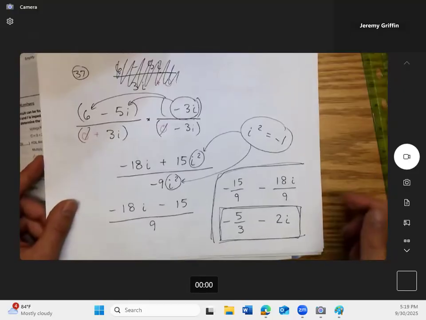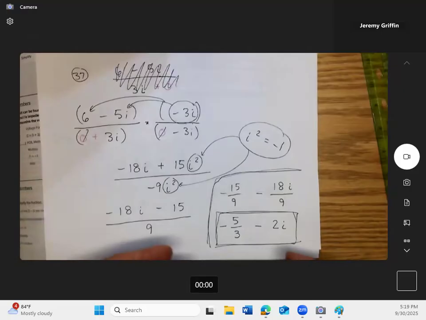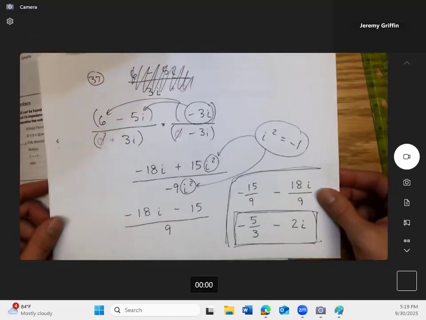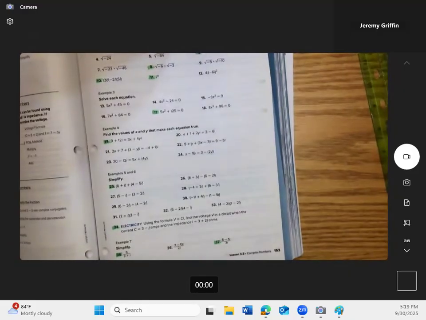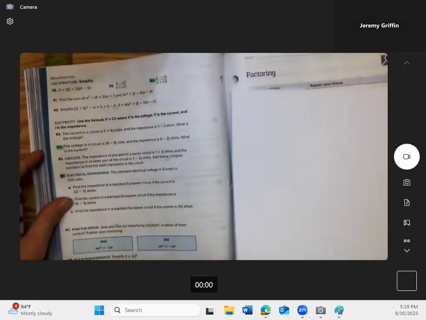Again, the goal was to get all the i's out of the denominator, and we've done that. So there is an i, but it's now in the numerator. Ooh, yeah, that's good. That was 37. And we are looking here. I highlighted just 3 more, so I'll do 3 more with the guys here. Got 40, 44, 46.